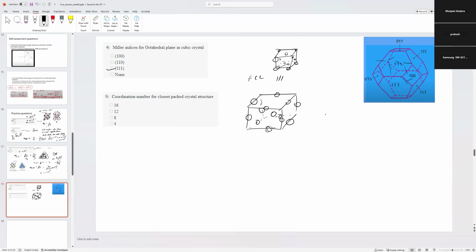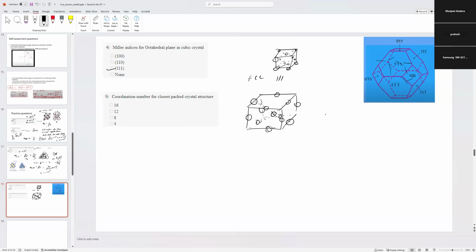You just have to imagine this with respect to this face center atom. These four atoms here, you can imagine them like this one, these four edge ones. Okay, so it's easier to count the coordination number in this structure.